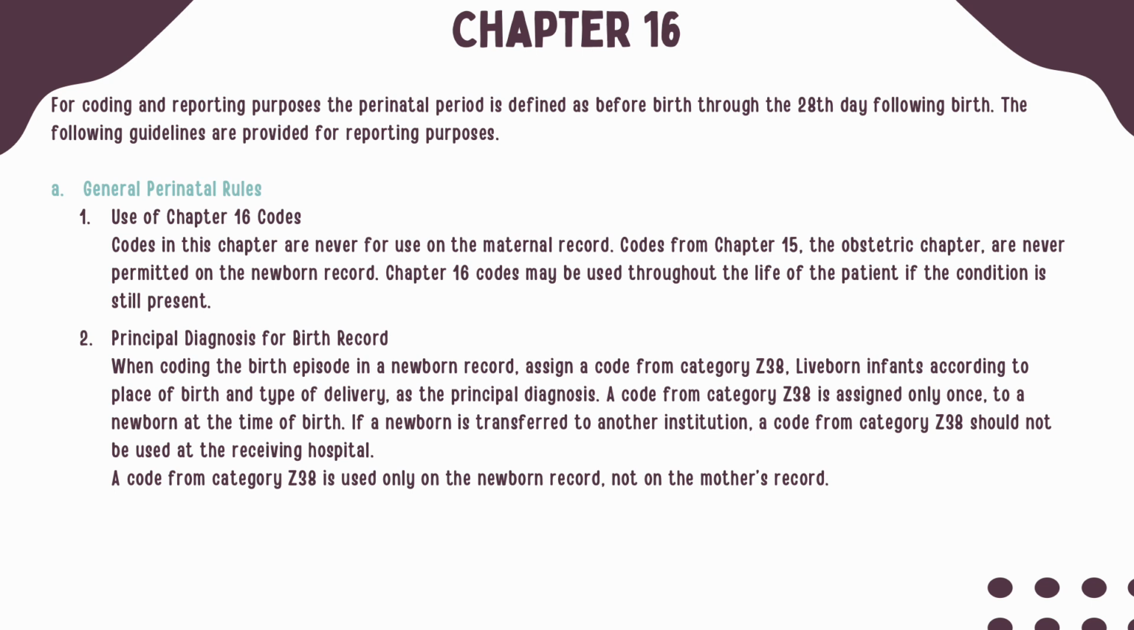When coding for the episode of birth in the newborn record, a code from category Z38 should be assigned as the principal diagnosis to indicate the place of birth and the type of delivery. This code should never be assigned a second time after your initial record. If a newborn is transferred to another hospital or facility, a code Z38 should not be assigned at the receiving hospital since the first hospital records the birth in the initial chart.